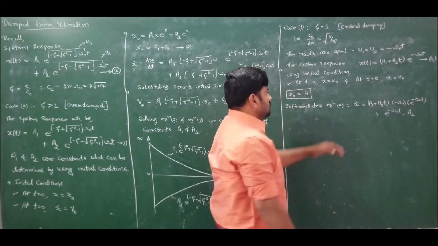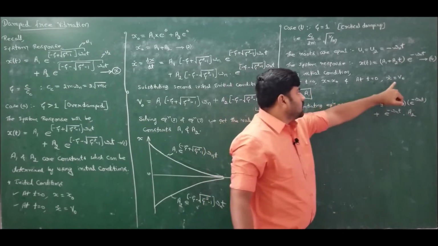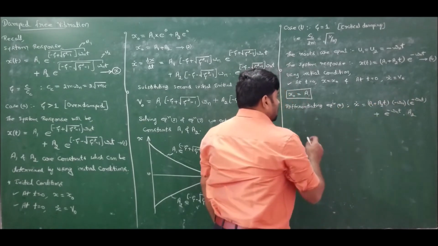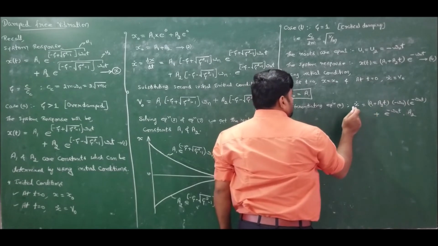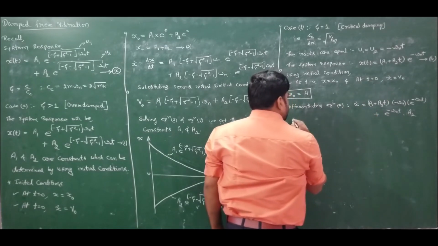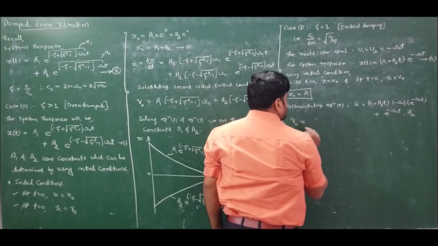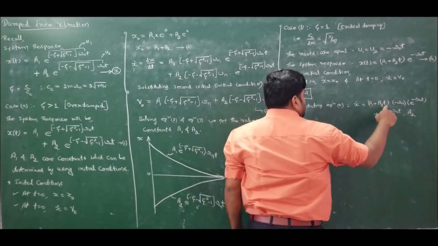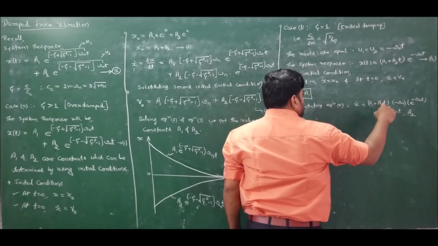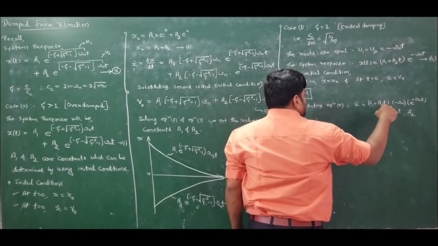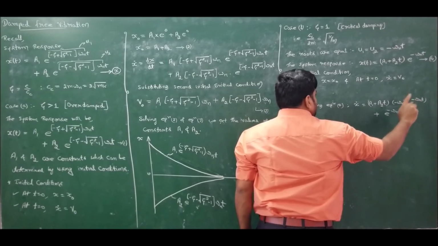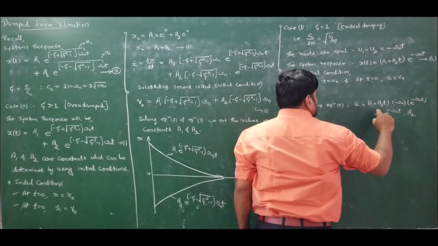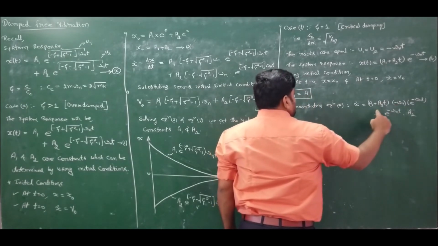Now substitute the condition. Put t equal to 0, x dot is equal to v naught. So if I substitute the second initial condition for velocity, I know velocity is v naught. Substitute t equal to 0. If I substitute t equal to 0, this term will vanish. Correct? 0 and anything will become 0. E to the power of 0 is unity. So I am left with minus a1 omega n.